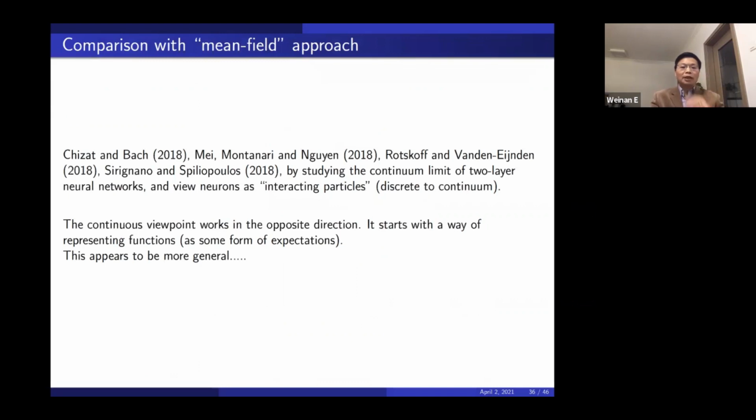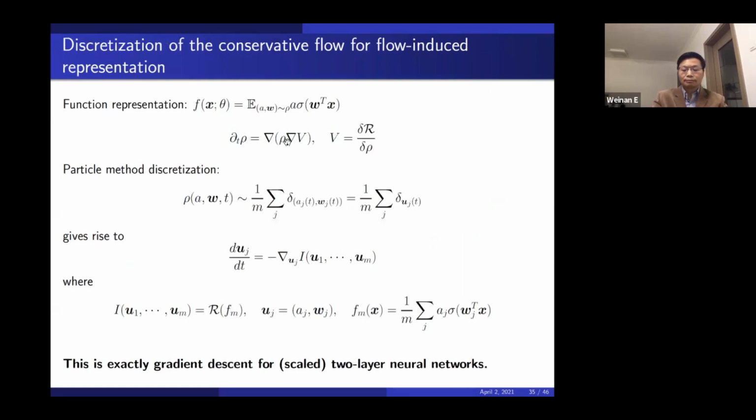Now let me make a remark about the mean field approximation, a mean field approach of analyzing two-layer neural networks. The idea is that they are interested in studying the continuum limit of two-layer neural networks and viewing the neurons as interacting particles. The setup is very naturally in the mean field regime because the particles interact with each other through the functions that they construct. They don't interact with each other directly. So this is the mean field regime, and the limit equation is exactly this equation.